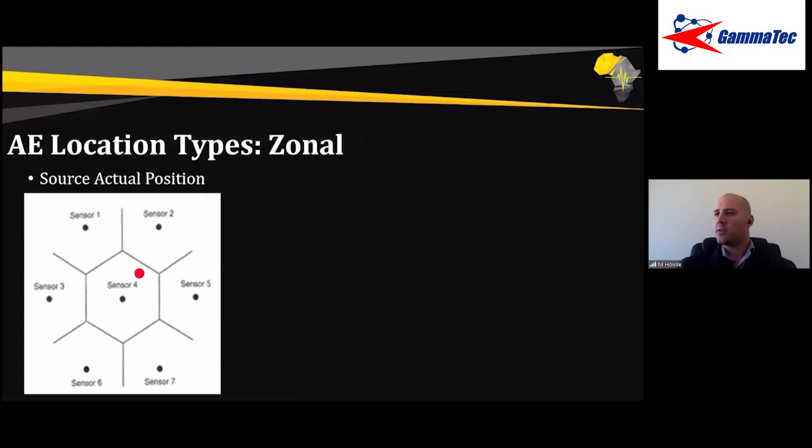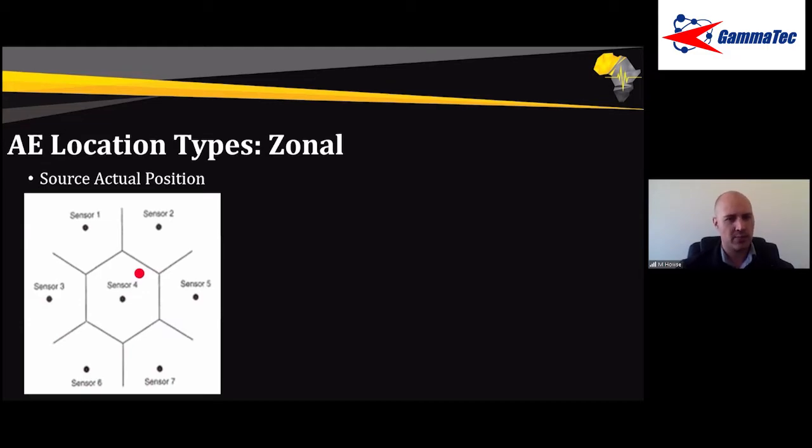Now we go on to the location. There are various forms of location in acoustic emission, and generally we put multiple sensors on an asset, and then we can go through different degrees of sensitivities. The first is zonal, and this works on the premise that the first sensor to pick up a sound is the closest, which makes sense.